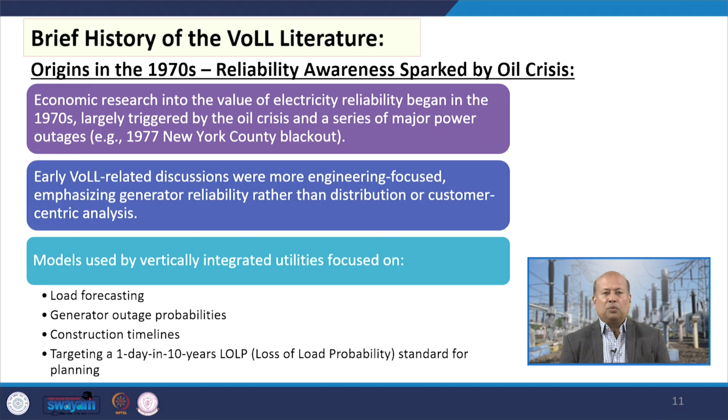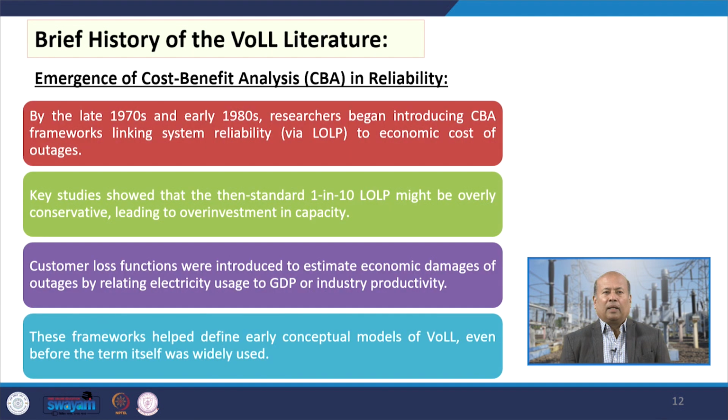Now, models used by vertically integrated utilities focused on load forecasting, generator outage probability, and construction timelines, targeting a 1 day in 10 years LOLP, that is, loss of load probability, standard for planning. Now, the emergence of cost-benefit analysis, CBA, in reliability.